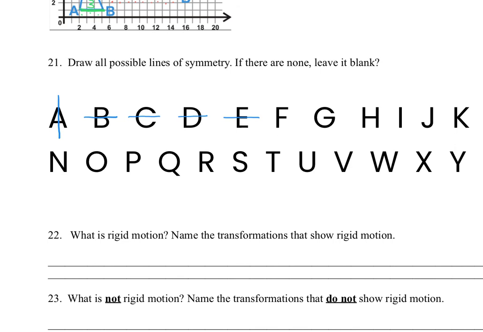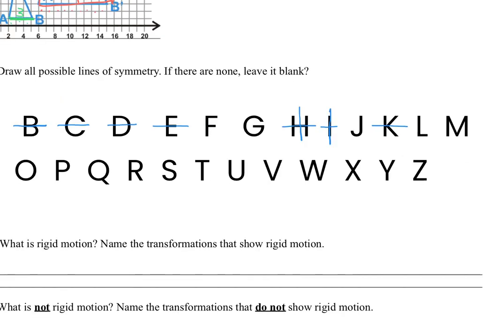For H, we've got one going across, but we also have one going up and down for this picture. So we've got 2 lines of symmetry for the letter H. For the letter I, it can be going straight across, and depending on how thick your letter I is, it can also be going up and down. For the letter J, there are no lines of symmetry. For K, it's the same on the top and the bottom, so we can draw a line going left to right. For L, there are no lines of symmetry.